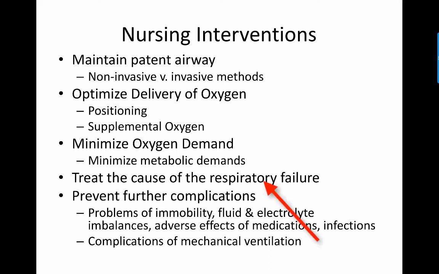We need to treat the cause of the failure, right? All the specific interventions for whatever's causing the actual failure, right? Identify pneumonia early, for example. If we're missing pneumonia and they're not getting better, they're not getting antibiotics that are needed to treat the pneumonia. So we need to make sure that we really treat the cause of the failure as quickly as possible, which means we have to identify it.